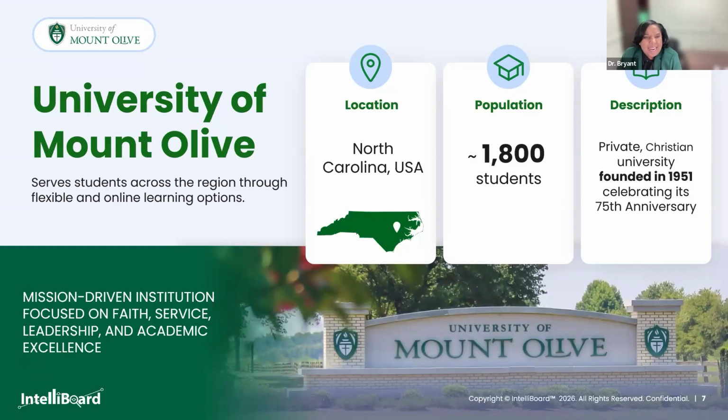We serve approximately 1,800 students across the undergraduate, the graduate, and the doctoral programs, which include both our traditional residential students and our online learners. So our population is about half of that 1,800 are online, half of that 1,800 are our traditional residential students. We are a private Christian university founded in 1951, and we just happen to be celebrating our 75th anniversary. We just kicked that off. We're so excited about that. Our mission does emphasize faith, service, leadership, academic excellence, and I would like to say that that guides the work that Dr. Carver, myself, all the faculty and staff do each and every day here.